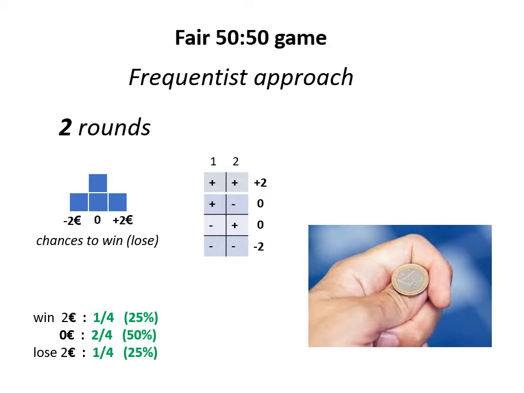It is more complicated if we play several times. Here, to predict the final result, we will follow the so-called frequentist approach. Just consider all possible combinations, maybe write them in the form of a table, then sum up the combinations which lead to the same outcome. In this particular case of 2 rounds, we can conclude that in half of cases we win just nothing, in a quarter of cases we win €2, and in a quarter of cases we lose €2.